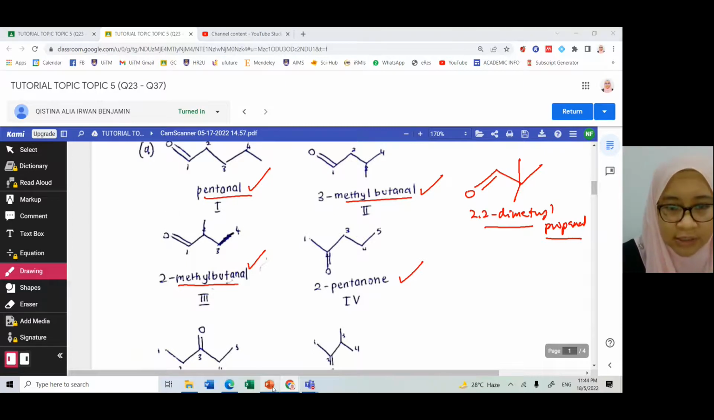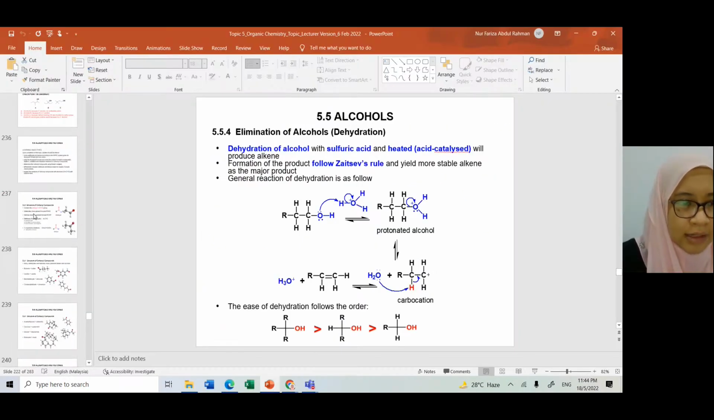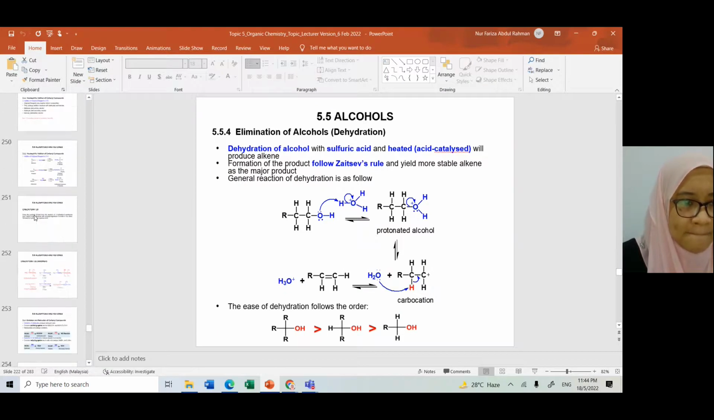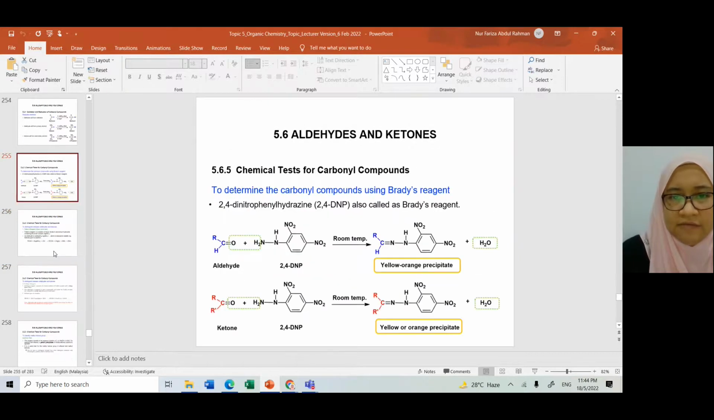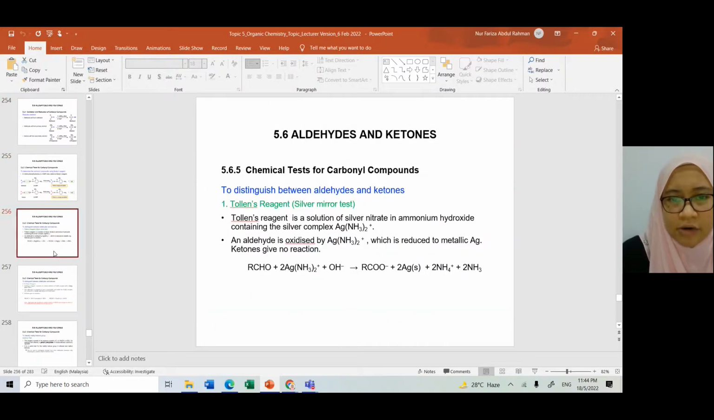Let's look at the slides. We have aldehyde and ketone. So we have the chemical tests for carbonyl compounds. We have Tollens reagent, which is also known as the silver mirror test. Only aldehyde will give a positive result with Tollens reagent. Aldehyde will be oxidized, but not ketone. Ketone gives no reaction.